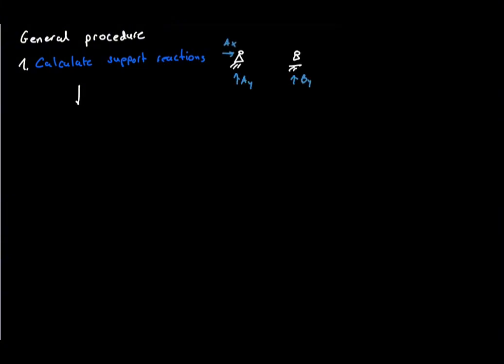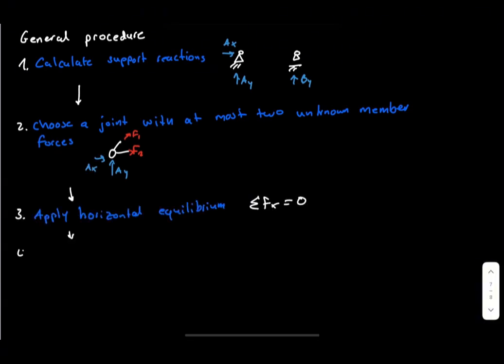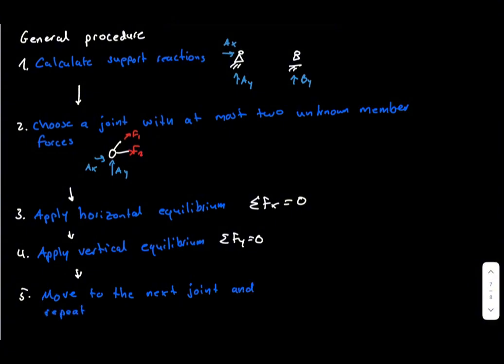The general procedure is always the same. First, determine the support reactions. Next, choose a joint with no more than two unknown member forces. Apply horizontal equilibrium and vertical equilibrium to solve for those forces. Then move to the next joint and repeat the process until every member force is known.